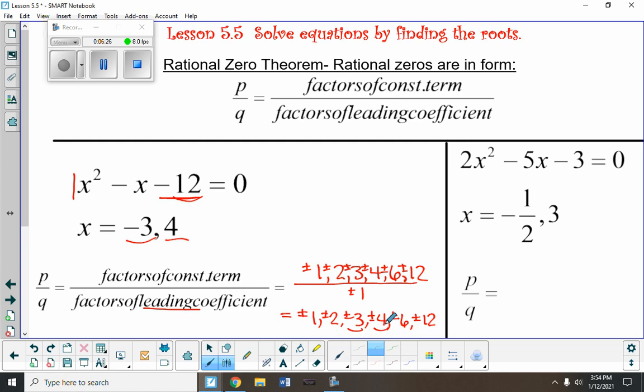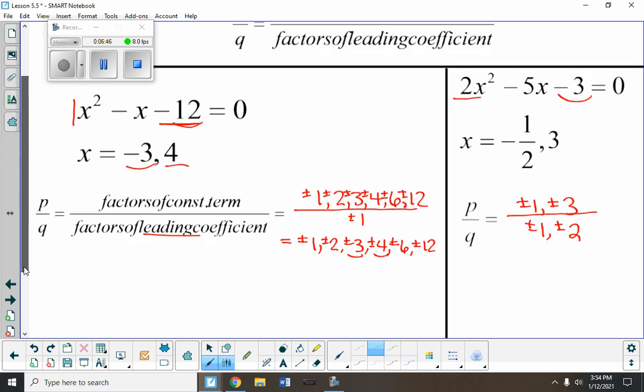So in this next problem, let's look at what the P over Q would be. So first, in the numerator, you have the factors of the constant, so plus or minus 1, plus or minus 3. In the denominator, you want to write the factors of 2, so plus or minus 1, plus or minus 2. So now, we have to look at, and I know you're not used to this, but what this is saying is you're going to take 1 and 3 and divide by 1, and you're going to take 1 and 3 and divide by 2.